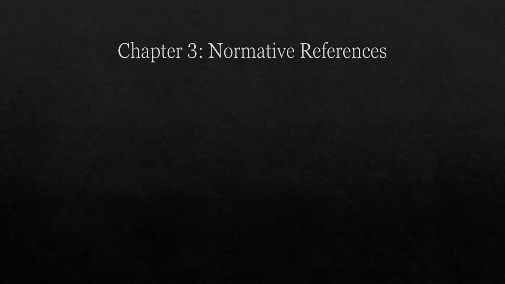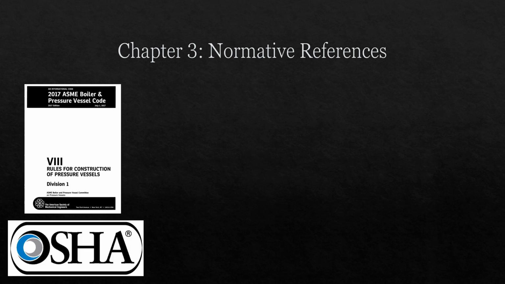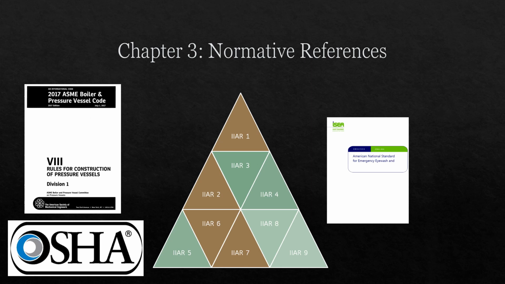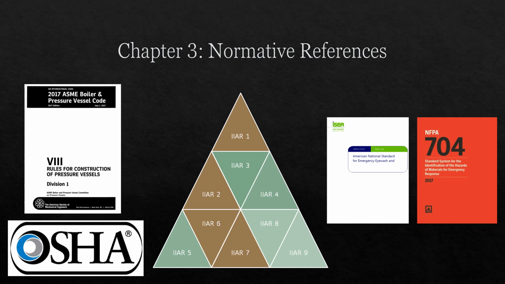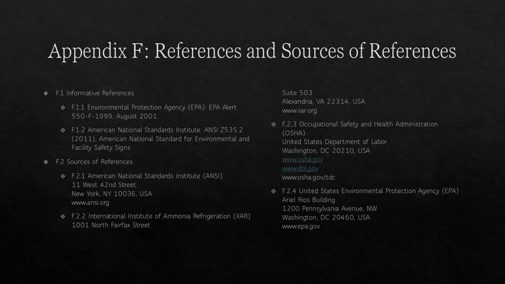Chapter 3 lists the normative references that are part of Standard 9. The documents listed are the ASME Boiler and Pressure Vessel Code Section 8, OSHA's regulations relating to machine guarding, IIAR Standards 1, 2, 6, and 7, the International Safety Equipment Association Standard for Emergency Eyewash and Shower Equipment, and NFPA Standard 704, which explains the 4-quadrant placarding system for hazardous materials. Appendix F lists additional references that are informational. This slide displays the content included in Appendix F.